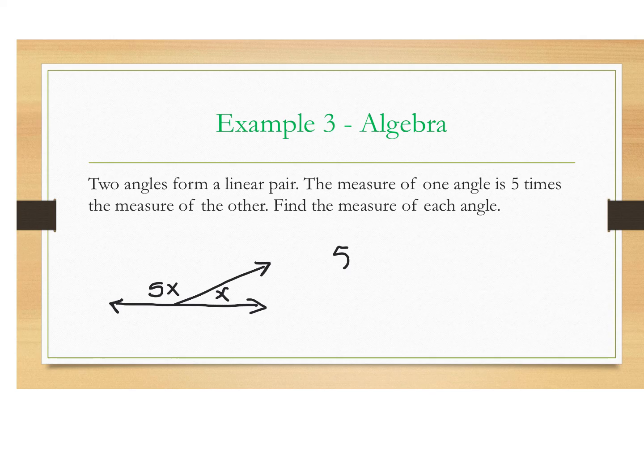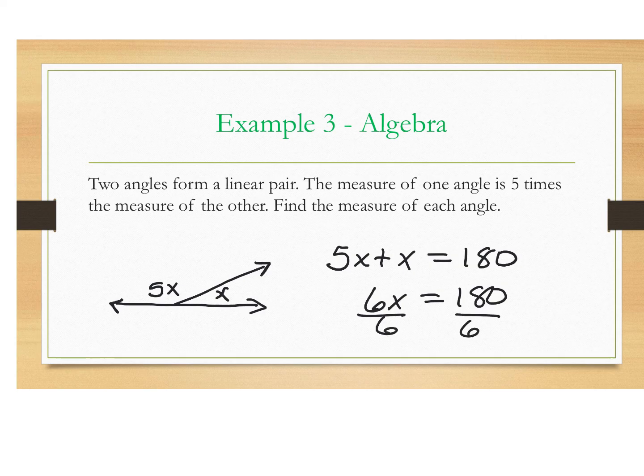So I'm going to do 5x plus x equals 180. I'm going to add my like terms. Going to divide by 6. And my first angle is going to be 30 degrees, which is going to be right here. And then the other angle, I can either find it by subtracting it from 180 or doing 5 times 30, and I get 150.